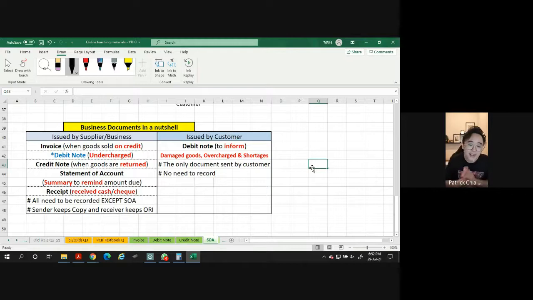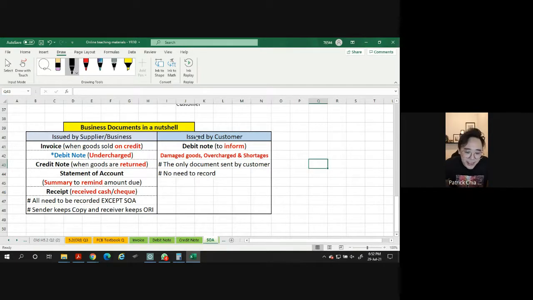It's also issued by the supplier. And this whole thing, the invoice, the complaint, and then the sorry, will repeat and repeat. It will happen many, many times. So at the end of the month, what happens? The business will send a statement of account. This is the summary of what happened throughout the month: how many invoices, how many credit notes I've sent to you. The summary is in the statement of account. And the receipt will be issued only when the customer pays us.